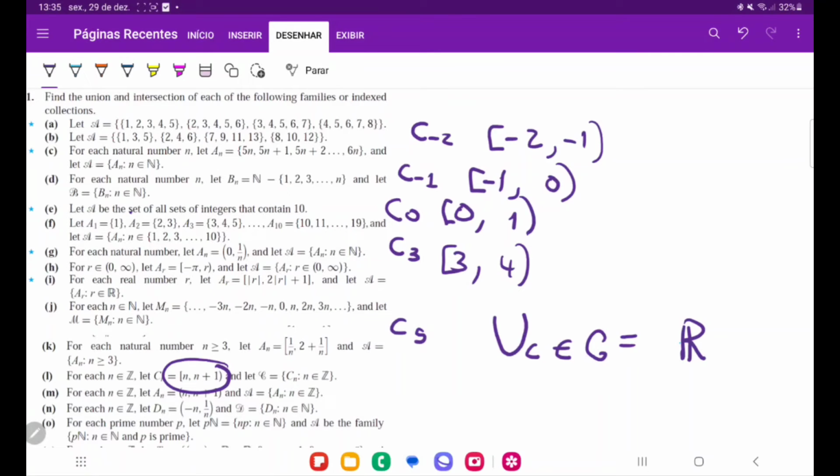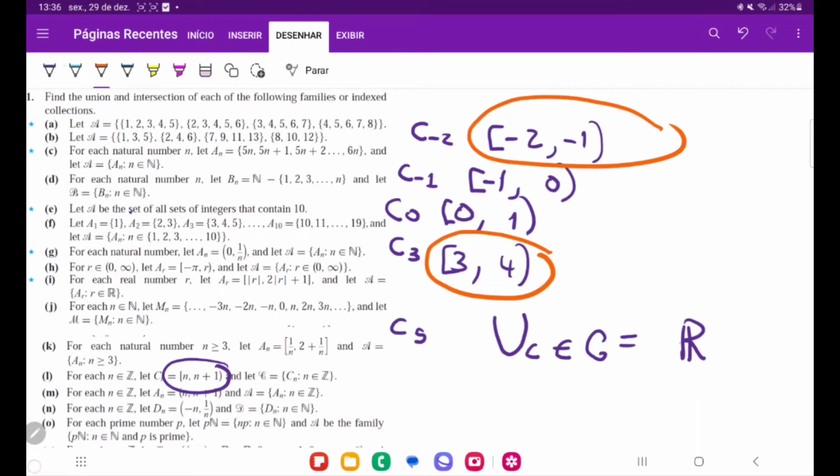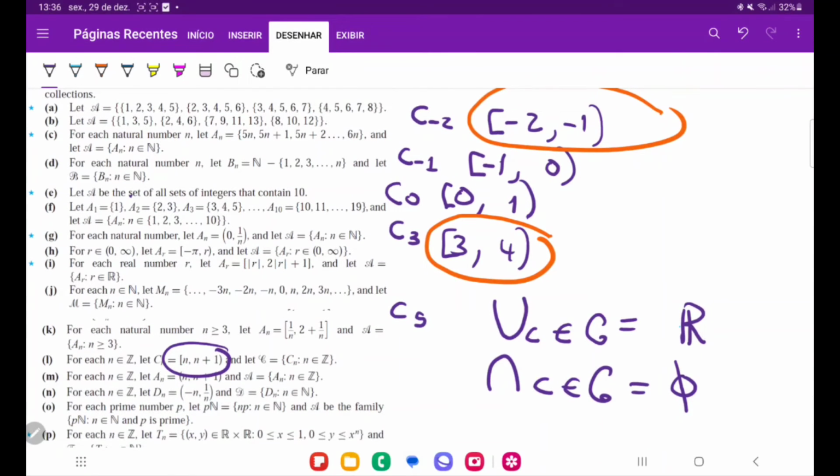And then what about the intersection? Well, they have nothing in common. If you look at this, this has nothing in common with that. So the intersection for c belonging to C is going to be just the empty set. And that's it for L.